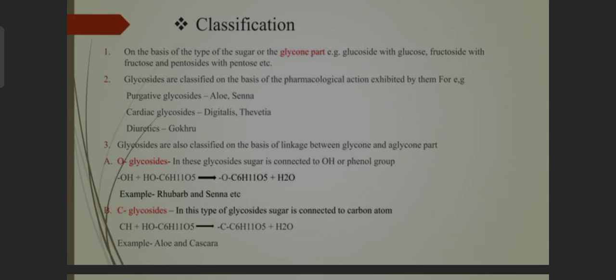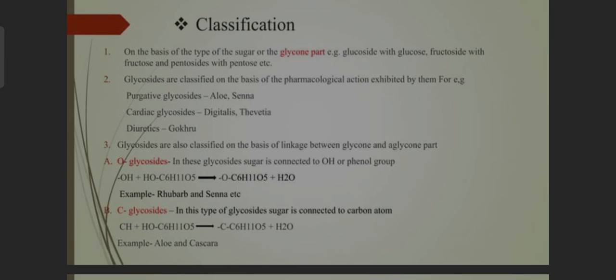Glycosides are also classified on the basis of linkage between the glycone and aglycone part. O-glycosides: in these glycosides, sugar is connected to the OH of an alcohol or phenol group. OH plus HO-C6H11O5 gives O-C6H11O5 plus H2O. For example, rhubarb and senna, etc.